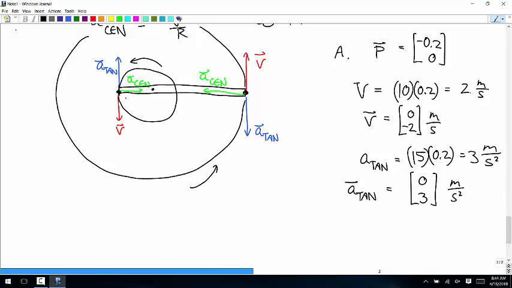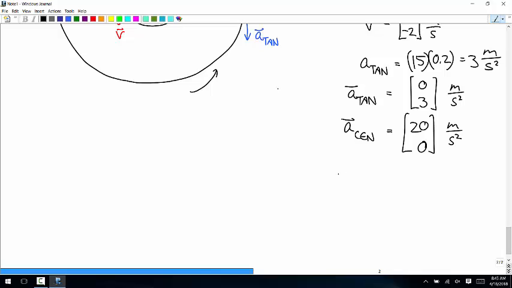Centripetal acceleration is in the positive x direction. That's v squared over r, so 4 over 0.2 is 20. So 20, 0. And so the total acceleration is 23 meters per second squared. Any questions about that first one?